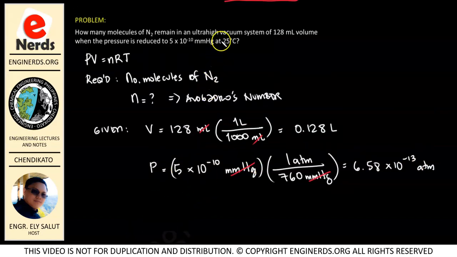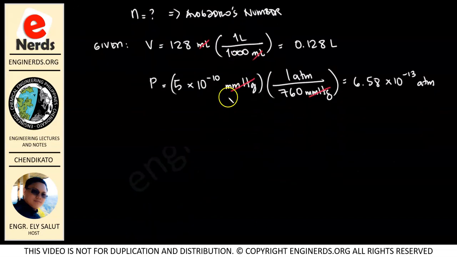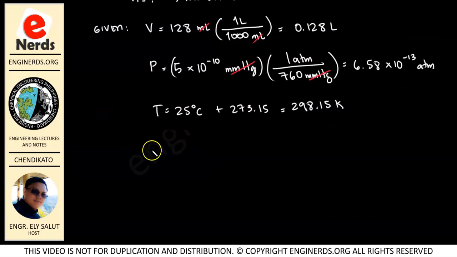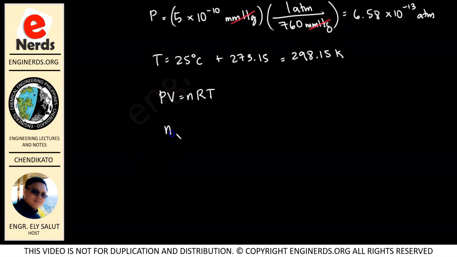And then, given also is our temperature, which is 25 degrees Celsius. So, plus 273.15, this is 298.15 Kelvin. Okay, so now we can calculate for our n. So, we will be using PV is equal to nRT. Alright, so what we need to get is n. So, n is equal to PV over RT. Let us substitute our values.